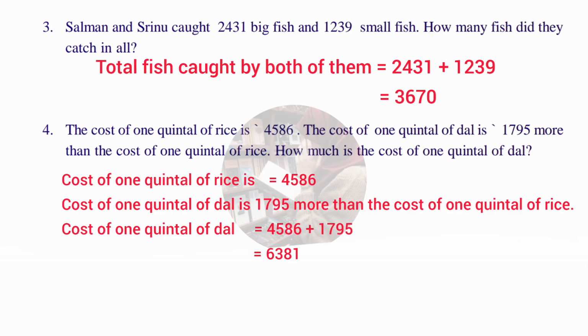Cost of 1 quintal of rice is 4586. Next, cost of 1 quintal of dal is 1795 more than the cost of 1 quintal of rice. Therefore, cost of 1 quintal of dal is equal to 4586 plus 1795, which is equal to 6381. So this is the actual amount of 1 quintal of dal. I hope guys you understood this. This is very important. Please mark it as important. In the examination also, the examiner will give you this type of tricky questions.